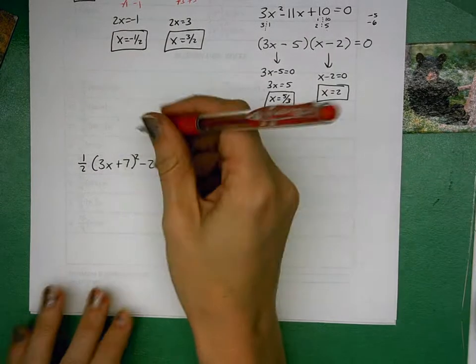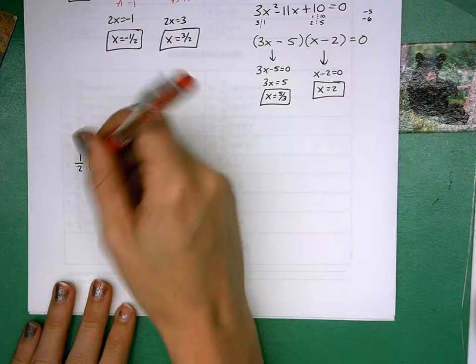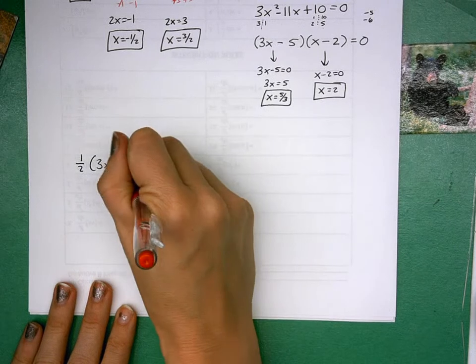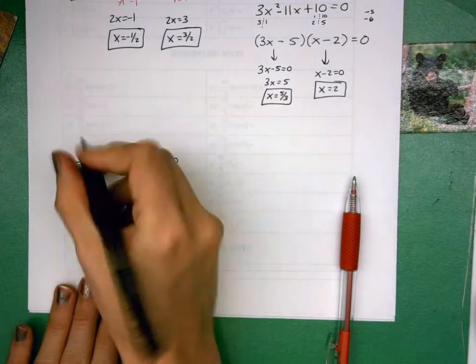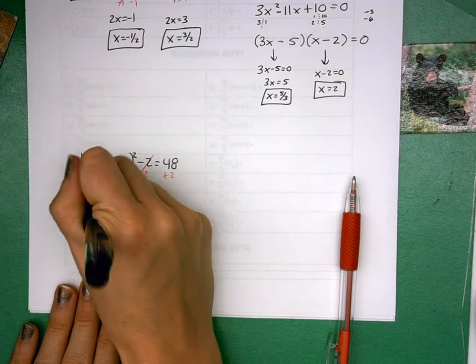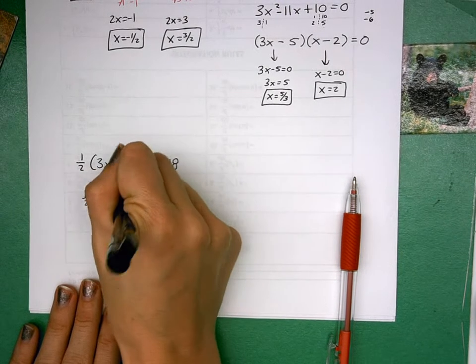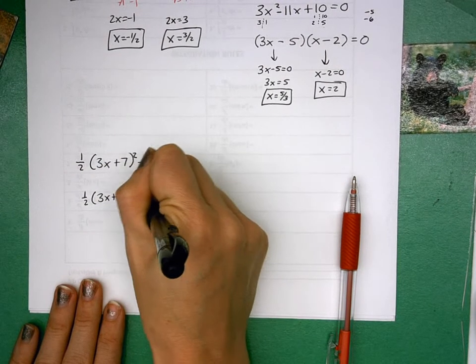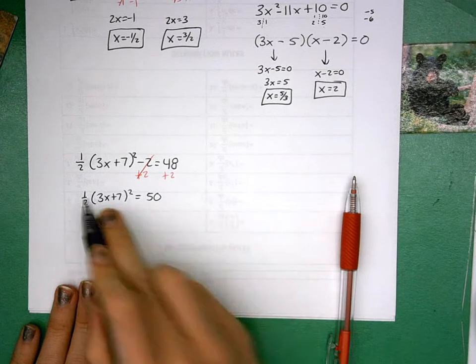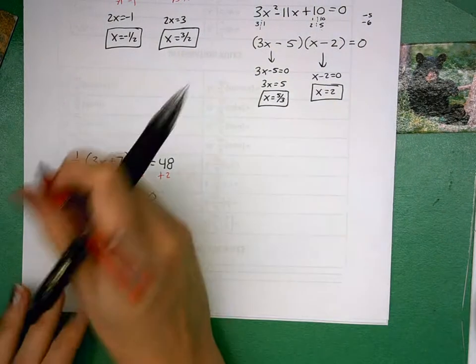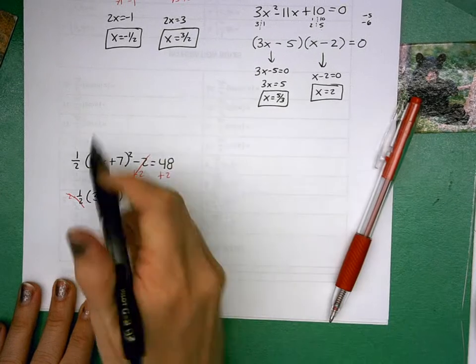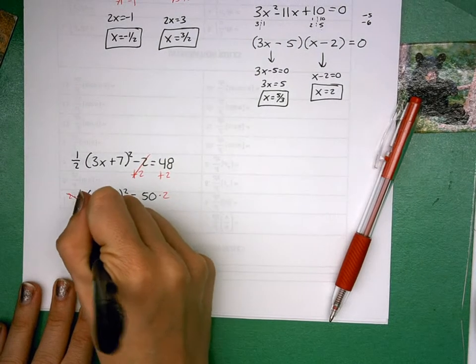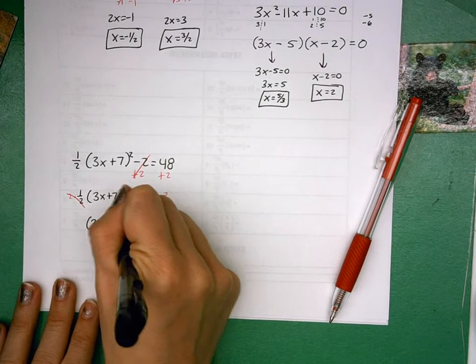Okay, so this one, I notice I have a square, so I'd like to be able to solve this using squares. So let's go ahead and add the 2 over. We have 1/2 times 3x plus 7 quantity squared equals 50. And then to get rid of this 1/2, we'd be multiplying both sides by 2. And so we have 3x plus 7 squared equals 100.